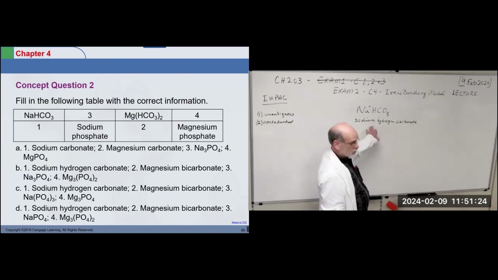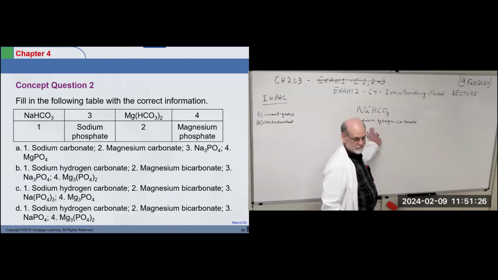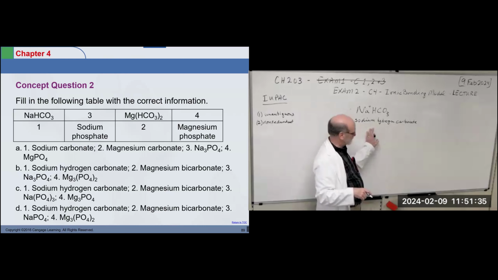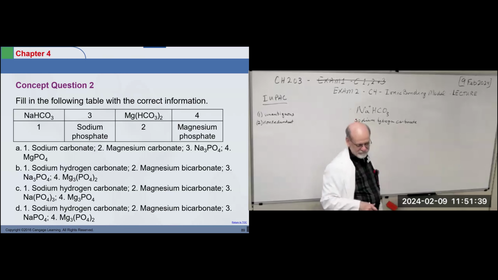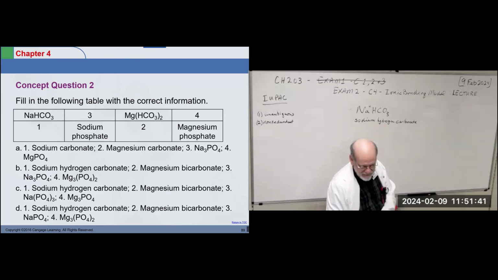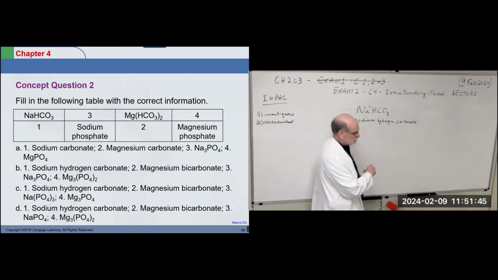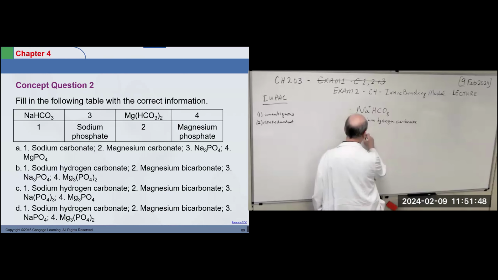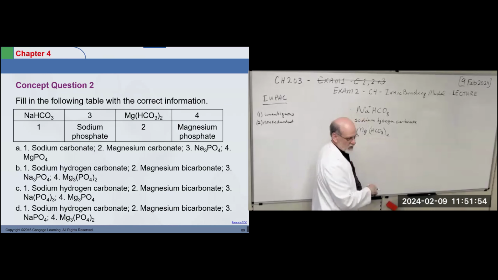Now you can buy this on the grocer's shelf. Only they don't call it hydrogen carbonate. They call it, I'm sorry? Yeah, baking soda, sodium bicarbonate. But they use the old form. Let's see. And 2 is Mg(HCO3)2. Mg(HCO3) twice. This is just magnesium hydrogen carbonate.